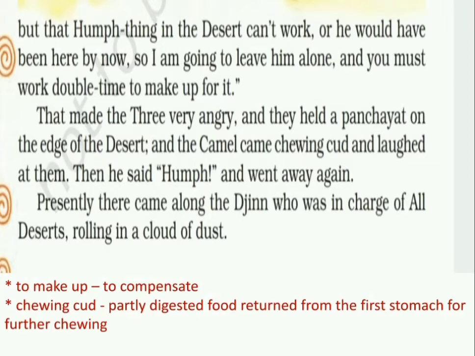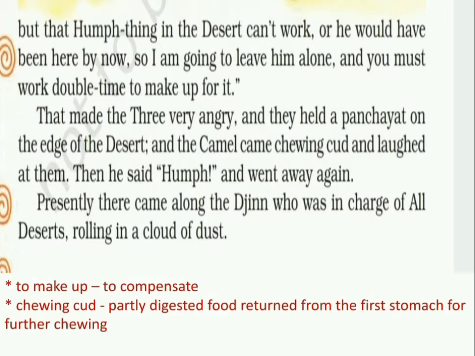So they got very angry and they held a panchayat on the edge of the desert. So edge refers to the margin of the desert. And the camel came chewing cud and laughed at them. Then he said, "Hump," and went away again. So what was the camel doing at that time? The camel came chewing cud. So what is this chewing cud, children? Partly digested food, no? This animal returns it from the first stomach for further chewing again, right?